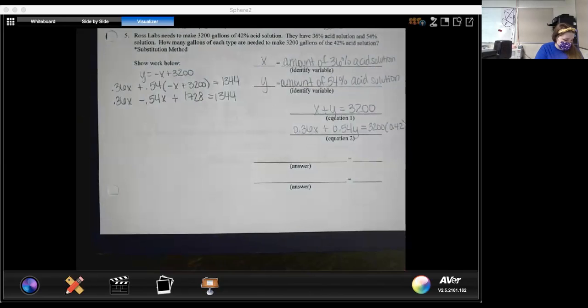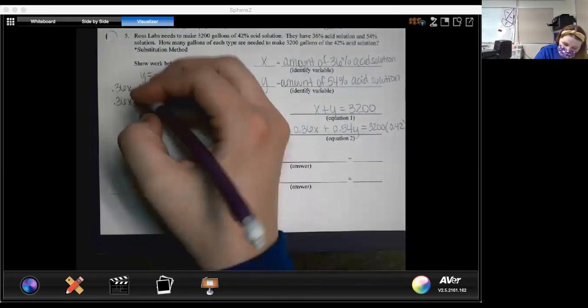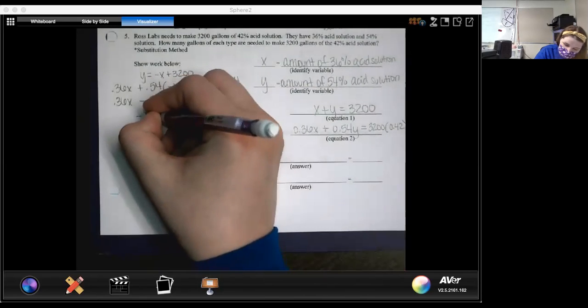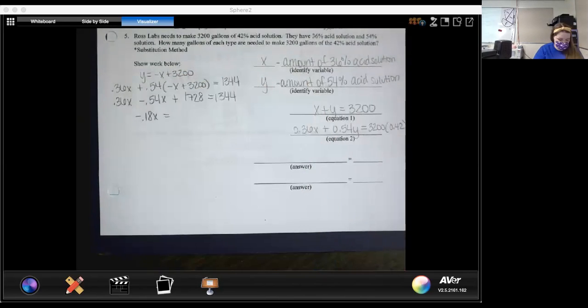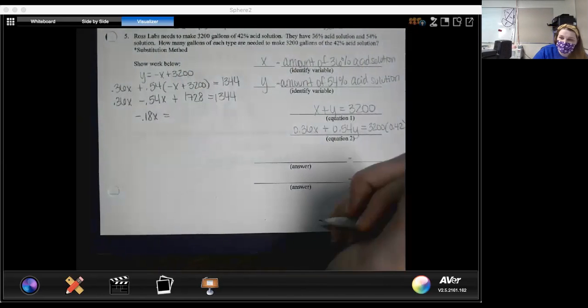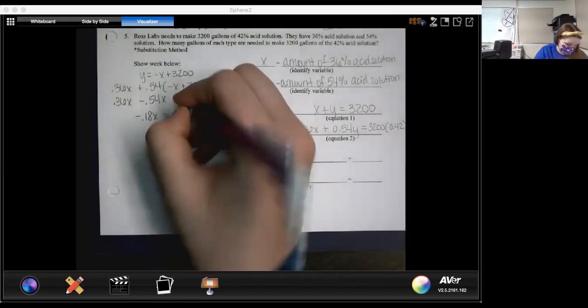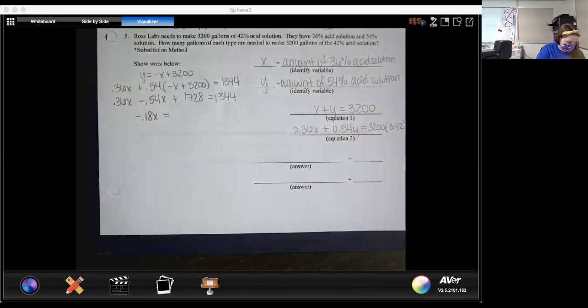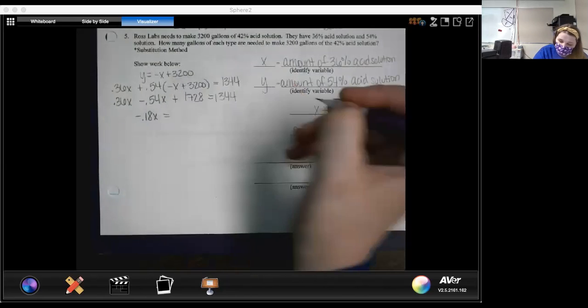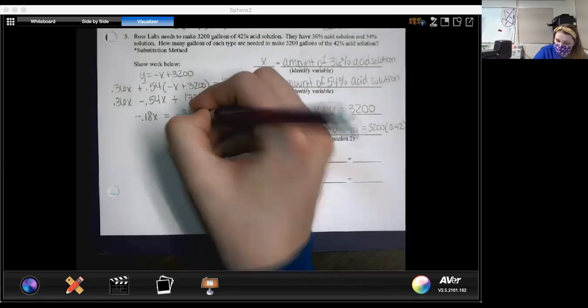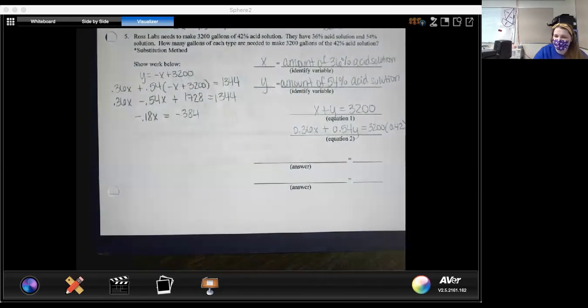Combine like terms, we get negative 0.18x equals negative 384. Sorry, I solved for x, so I'm having to recalculate the numbers.